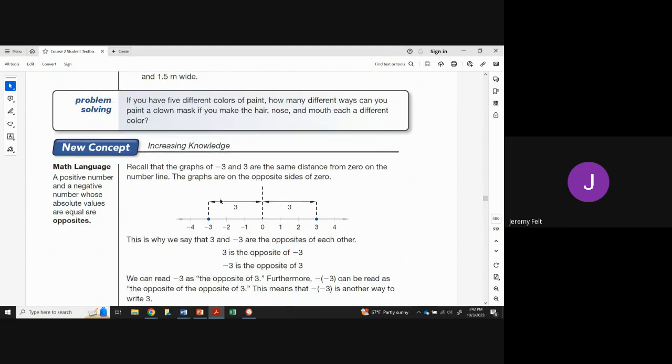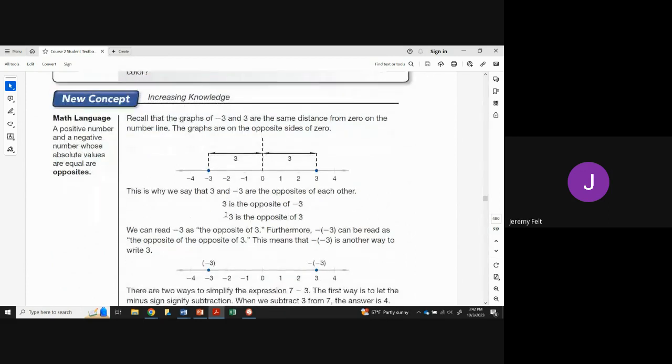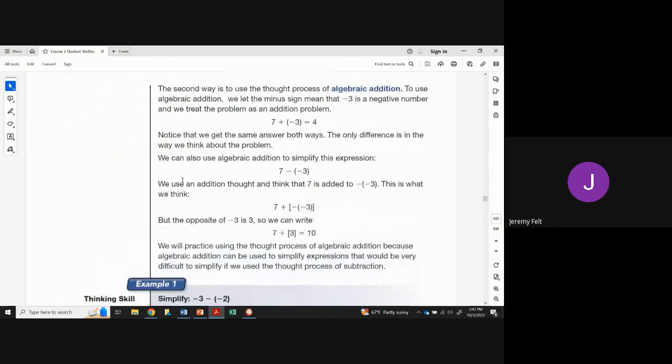Again, remember every whole number has an opposite. So 1, -1, 2, -2. It's the same distance from the origin, so we call them the opposite. So 3 and -3, and -3 and 3. 4 and -4, those are opposites because they're the same distance from the origin.